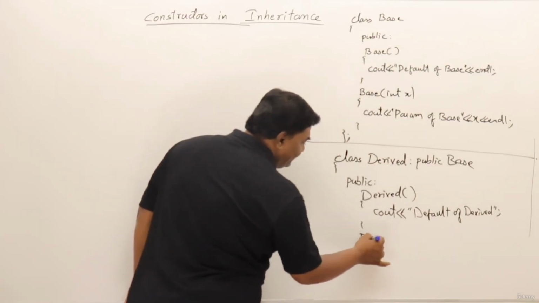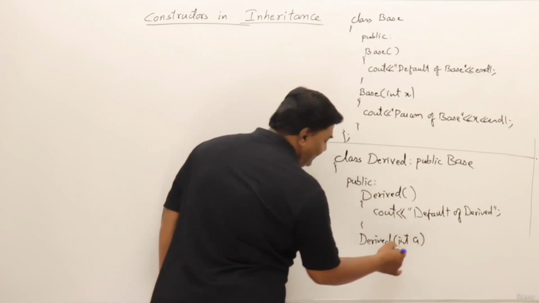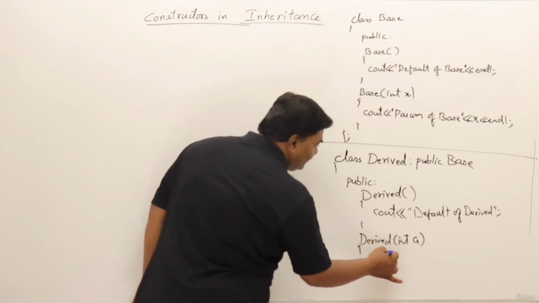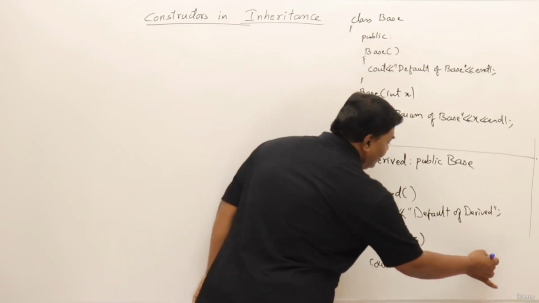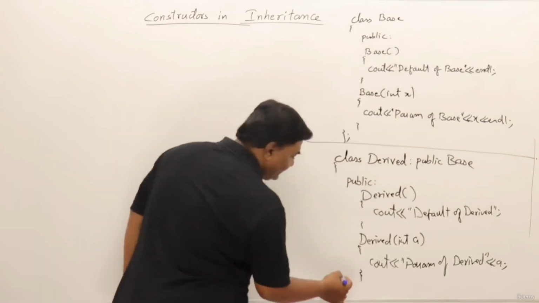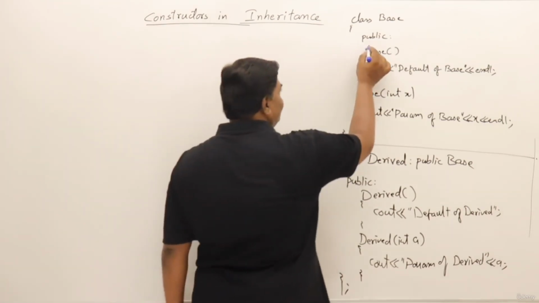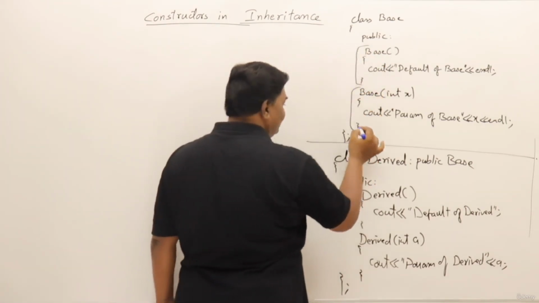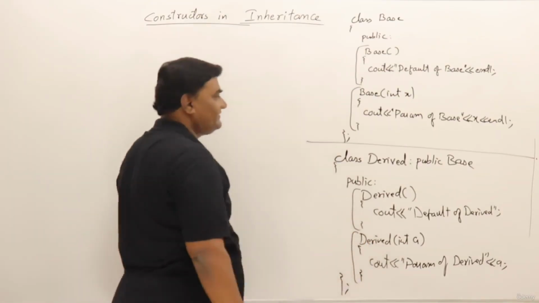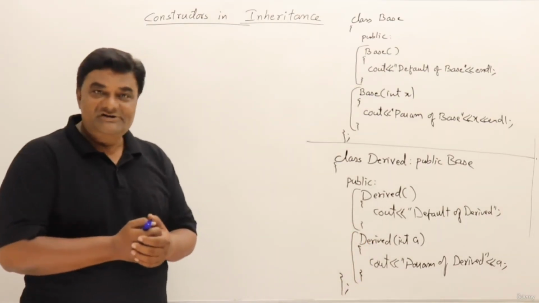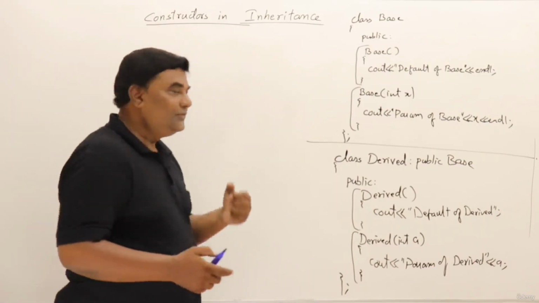Then I will also write one more constructor derived, which is taking some parameter. I will take the variable name as a. Then cout, I'll say param of derived, and also I will display a. So that's it. I have the classes ready. One is a base class with a default constructor and parameterized constructor, and a derived class with a default constructor and parameterized constructor. Now let us create an object of derived class and see how the constructors are executed.